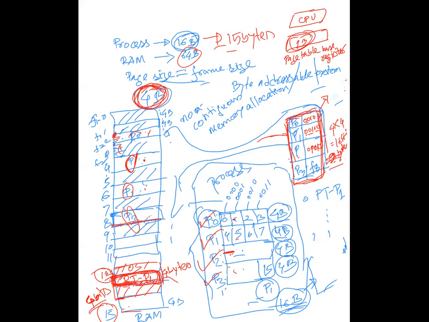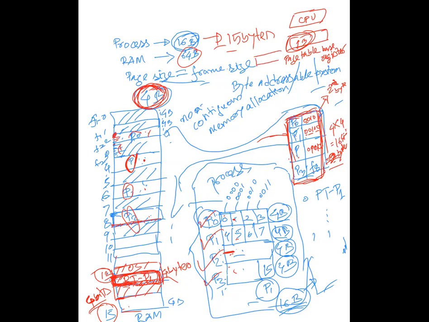P1. The CPU tries to execute this process. It executes the process P1, and it's trying to fetch the data from the second byte. Let's say this is the second byte. It tries to execute for the process P1. So what does the CPU do? It doesn't know anything, so it will generate the page.